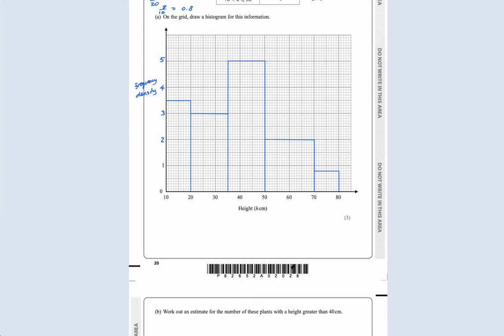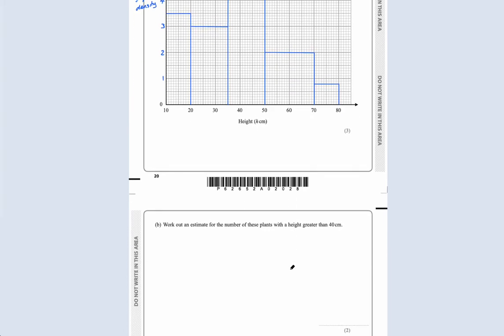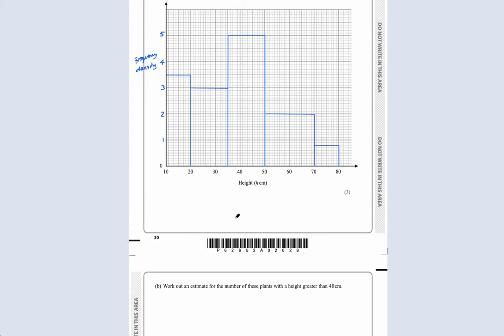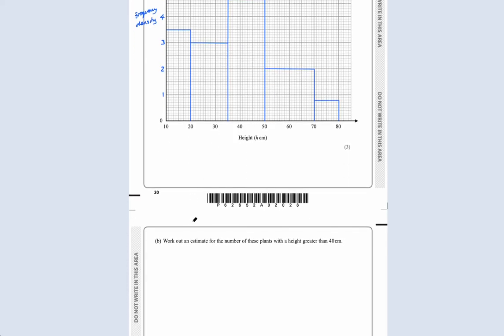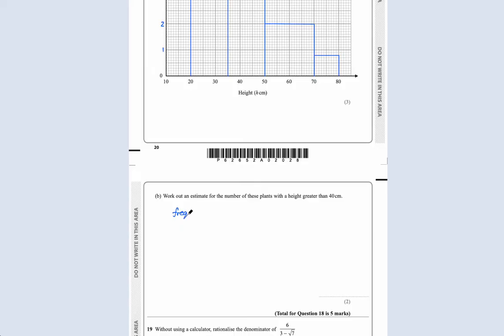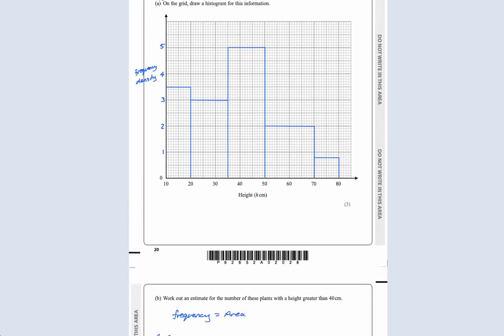Okay, question 18. That was part A, sorry. Part B. Write out an estimate for the number of these plants with a height greater than 40. Okay, so if you remember, guys, the frequency equals area. So greater than 40 is going to be this area here, the area of this bar plus this one plus this one.